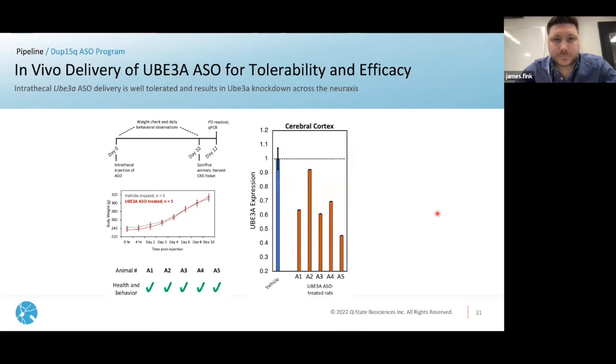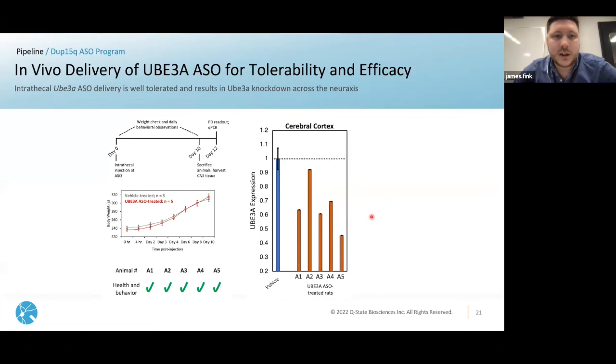Finally, the last piece of data before I summarize is that we're in the early stages now of putting these molecules in vivo. Of course, that will be the ultimate test for target engagement and tolerability. We've identified several leads to move into this phase. So this is just an initial pilot where we ran a 10-day study of tolerability.